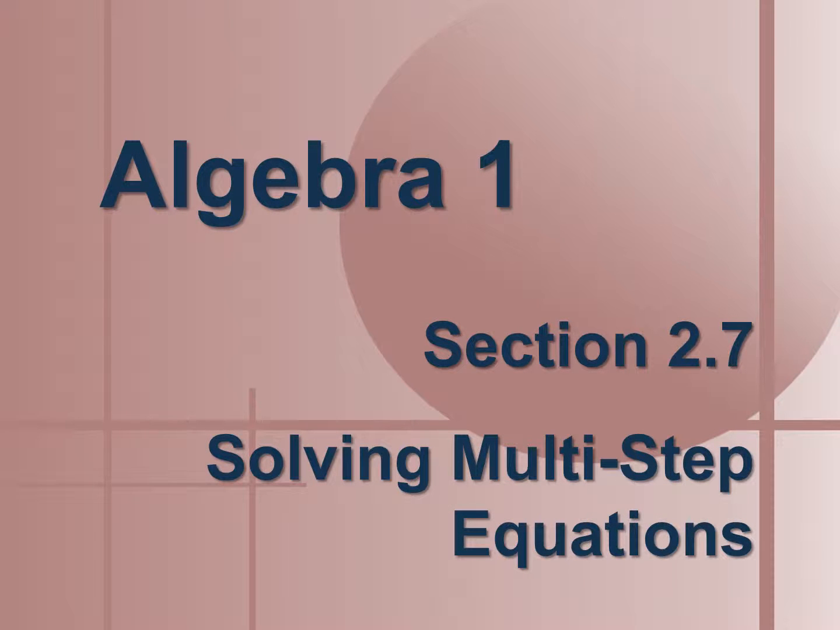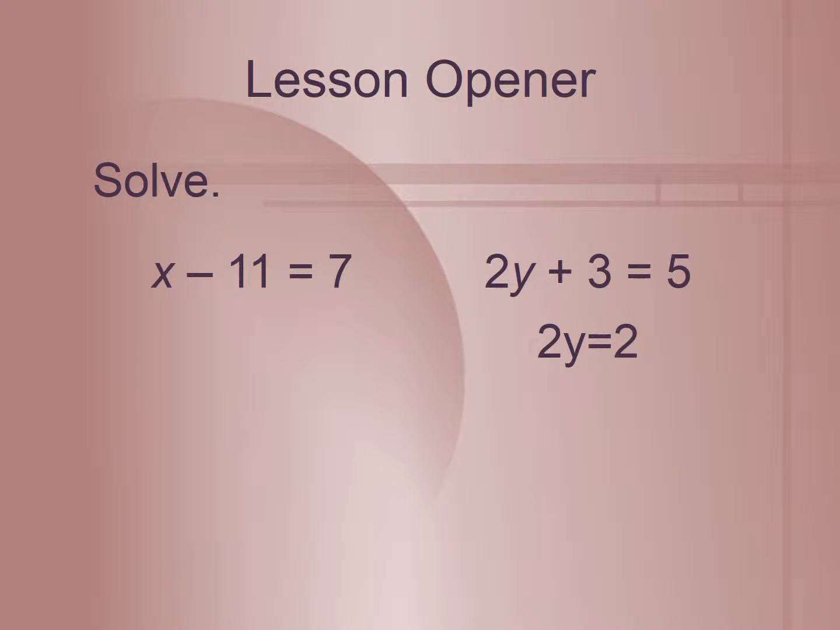Section 2.7 in our BJU Press Algebra 1 textbook. This is about solving multi-step equations. To start, let's talk about how to solve one-step equations and how to solve two-step equations.